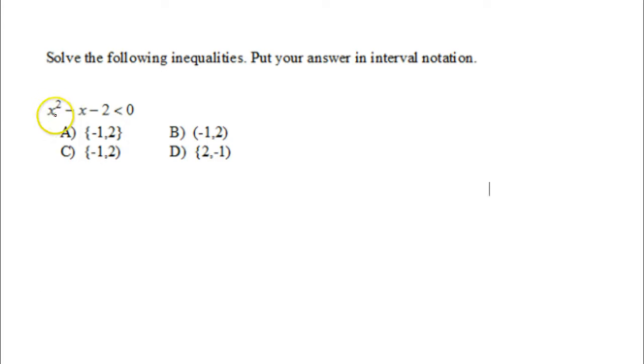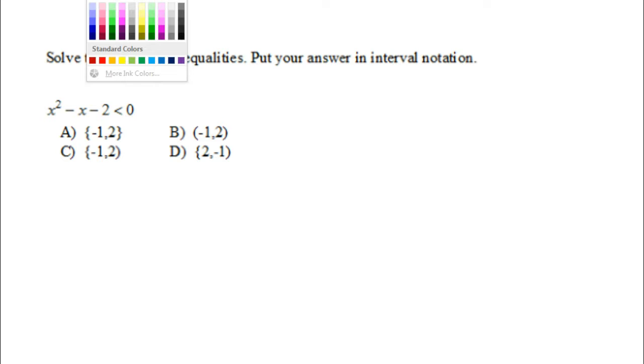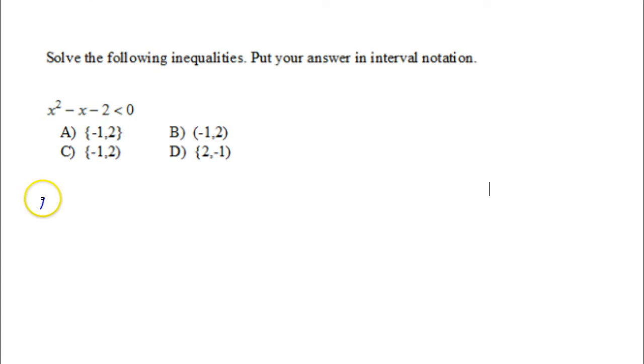Alright, we are going to solve the following inequality. Step one is to make an equation out of this and solve that. So if I look at this as an equation, x squared minus x minus 2 equals 0, I would try to factor this to solve it.